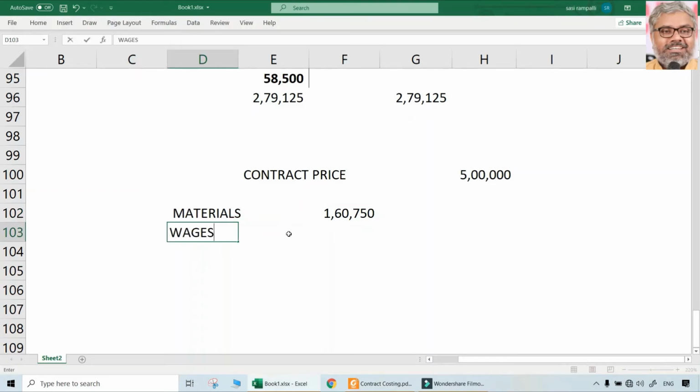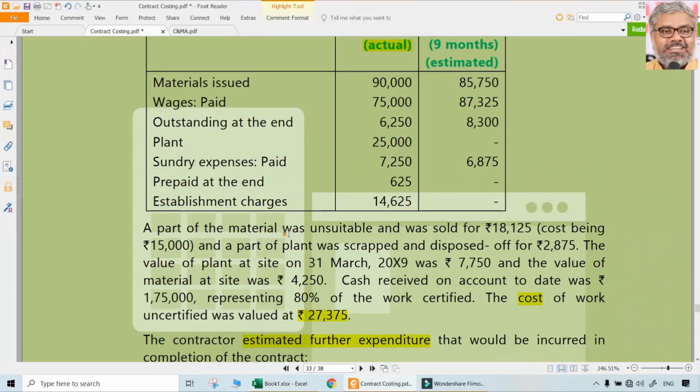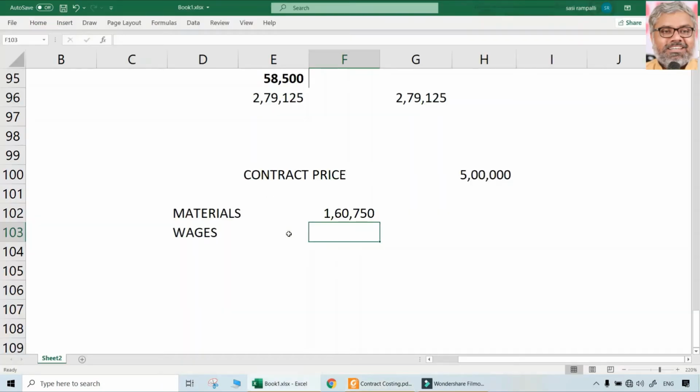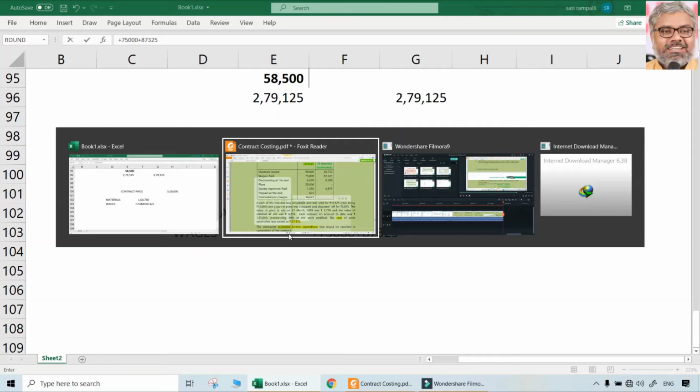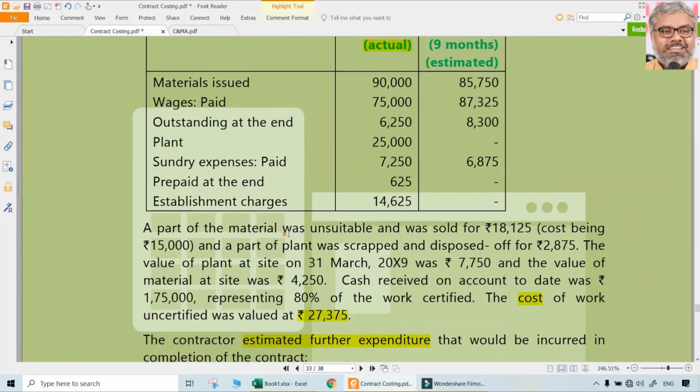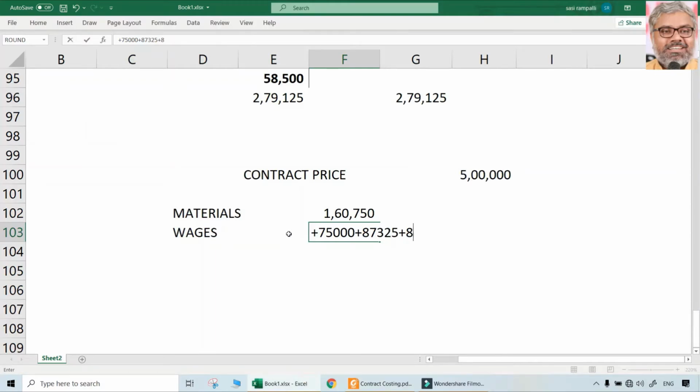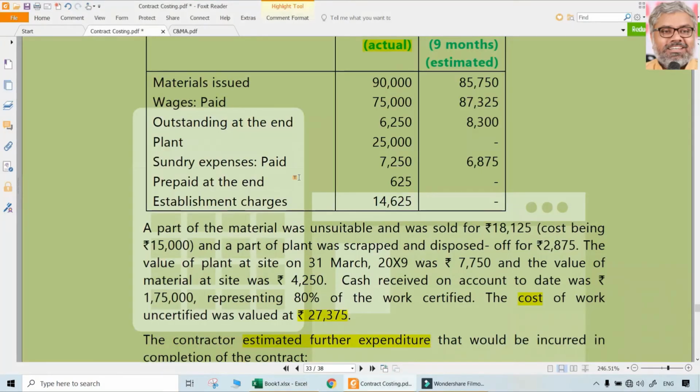Wages paid 75,000, plus 6,250 minus 6,250 for the next period doesn't make sense. So we don't need to do that 6,250 adjustment. But paid in the next year, 87,325. That includes 6,250, by the way. So 87,325 is paid. But at the end of that period also there is one more outstanding, that is 8,300. So the total wages will be 170,625.